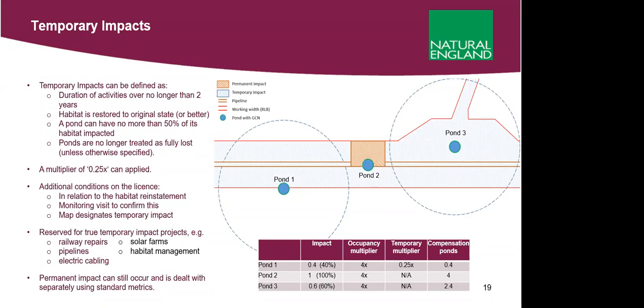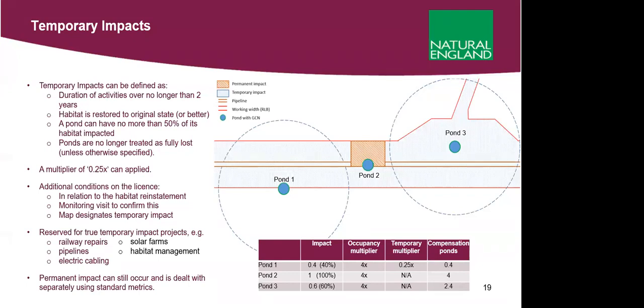What we consider temporary impacts would apply to the following types of schemes: things like railways, linear pipelines and cabling, solar farms potentially, and habitat management works. And if you have a project that's outside of that, then we're happy to discuss whether temporary impacts would apply to that. And as I said, we recognise that there will always probably be some permanent impact with these schemes, so we can account for that separately, and the standard multipliers would apply to that.